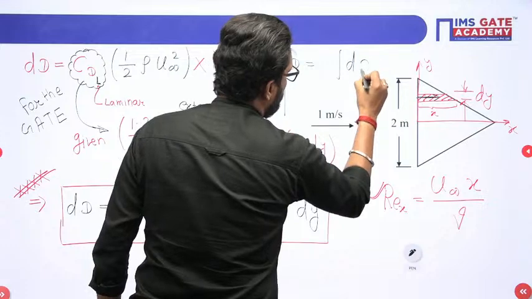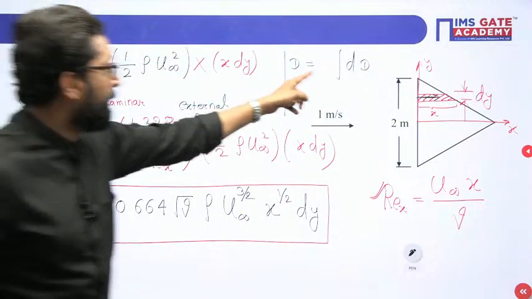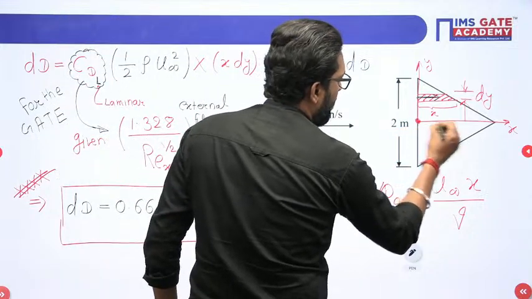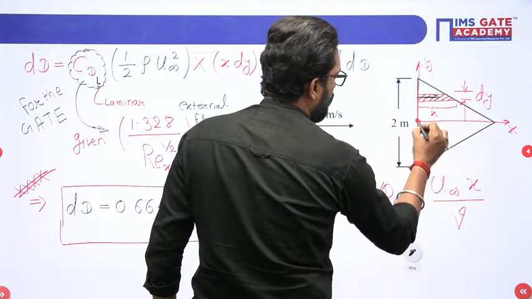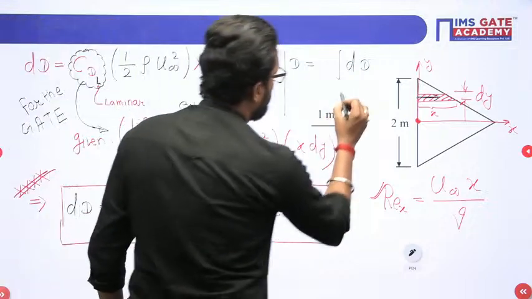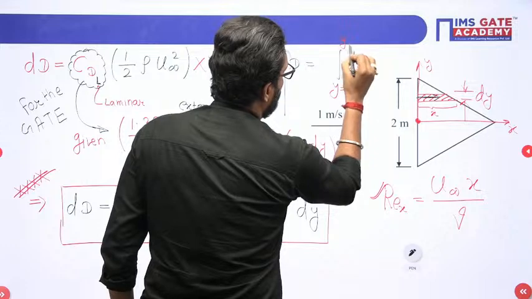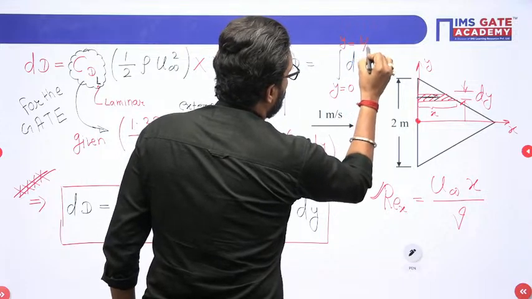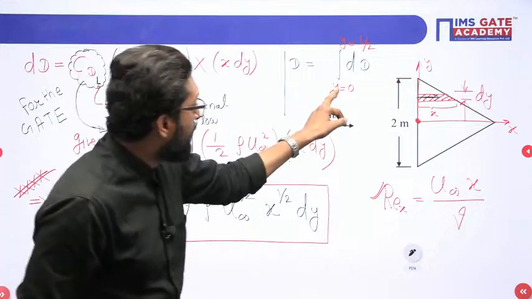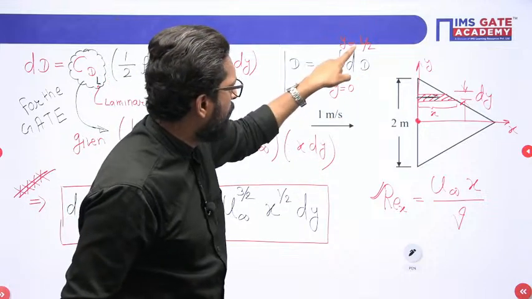Now, what is the integration limit? You take this as a coordinate, so x is here 0 to L by 2. The integration is from y equal to 0 to y equal to L by 2. Yes or not? y equal to 0 to y equal to L by 2. This is very important, I am telling you.